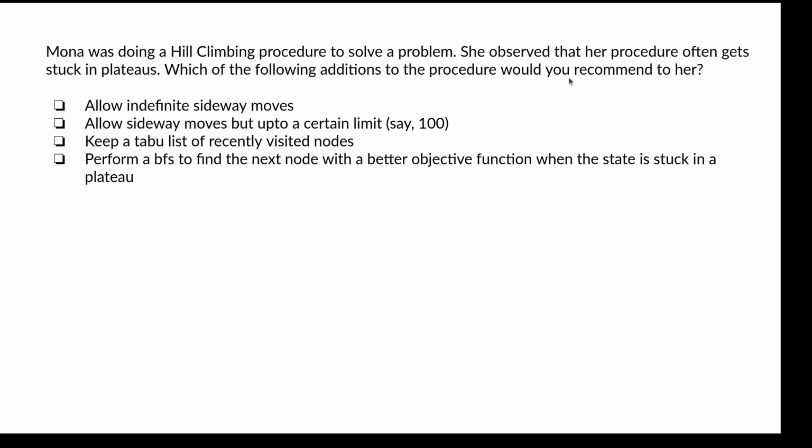What suggestion will you give? Allow indefinite sideways moves, allow sideways moves but up to a certain limit, or keep a taboo list of recently visited nodes. Taboo list means just tracking whatever we have already visited, so you say, okay, I have visited there, why should I go there? Otherwise you will fall into a loop. For example, from A I went to B, and from B it says go to A, but if I already have A in my list as visited, then you can discard the loop. You say no, I visited A, so that loop would be discarded. Perform BFS to find the next node with a better objective function when the state is stuck in a plateau.